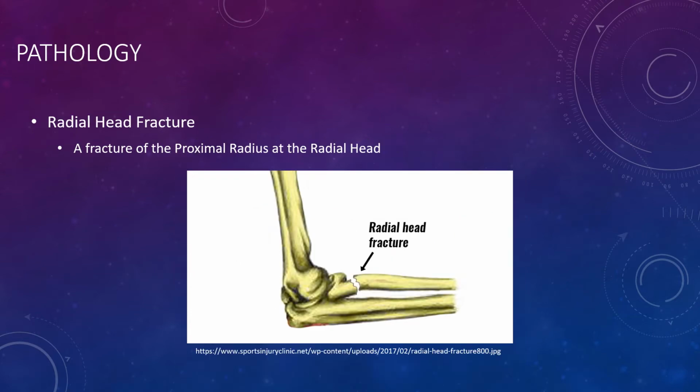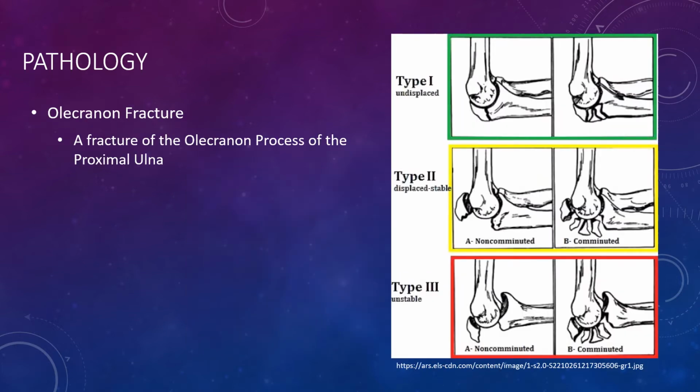Pathology. The third fracture that occurs in the elbow is the radial head fracture, and that is a fracture of the proximal radius at the radial head. Pathology. The last type of fracture to occur in the elbow joint is the olecranon fracture, and that's a fracture of the olecranon process of the proximal ulna.